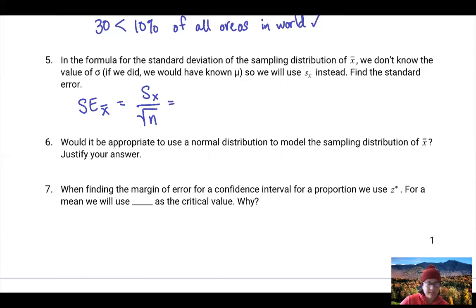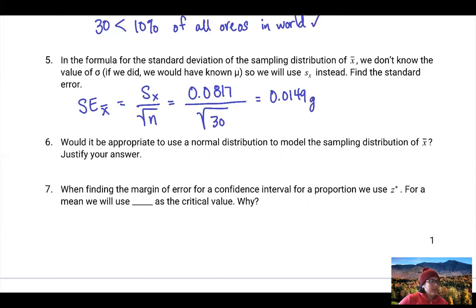And let's go ahead and plug in some numbers there. So we know that the standard deviation of the sample was 0.0817. And the sample size was 30. When you type this into your calculator, you should get 0.0149. And if you feel like throwing on some units, that would be in grams.